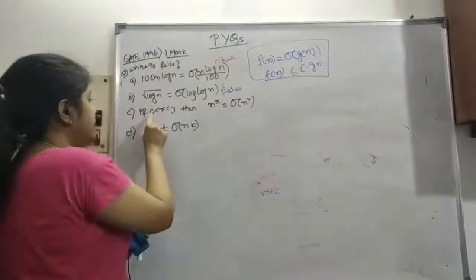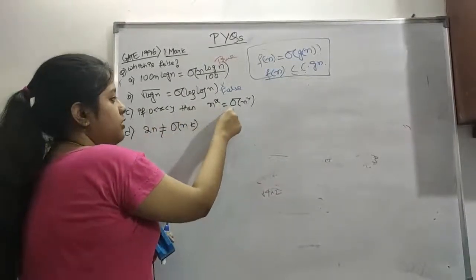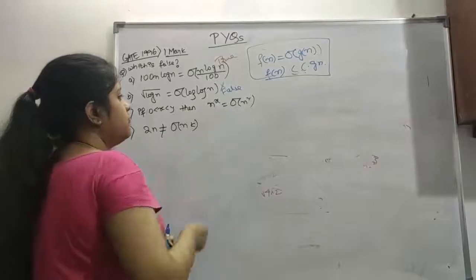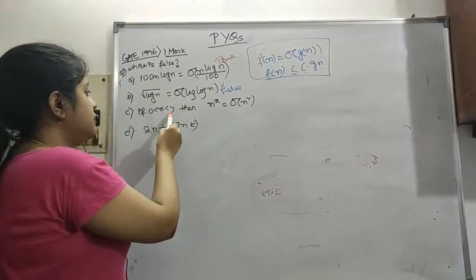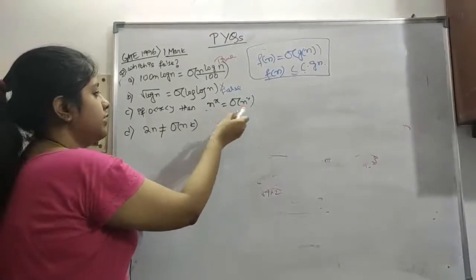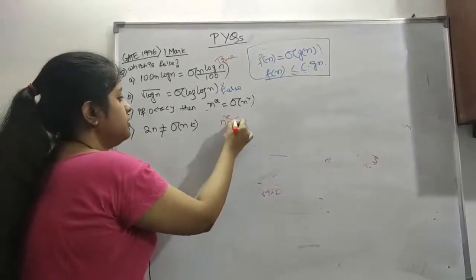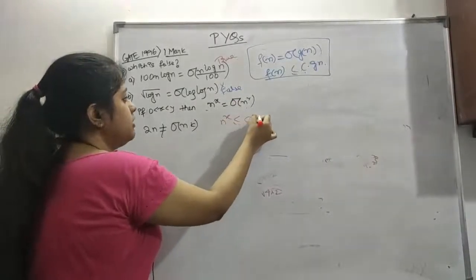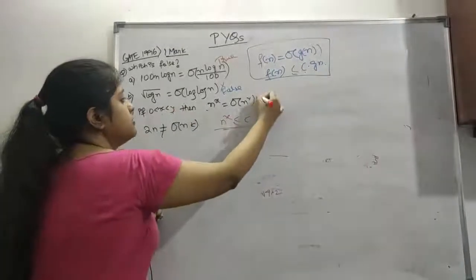Now let's see the next option. If 0 is less than x less than y, then n to the power x equals order of n to the power y. Since x is less than y and n is the same in both, it will be less than only. So n to the x will be less than or equal to c dot n to the y, because y is greater than x. This is possible, so this is true.